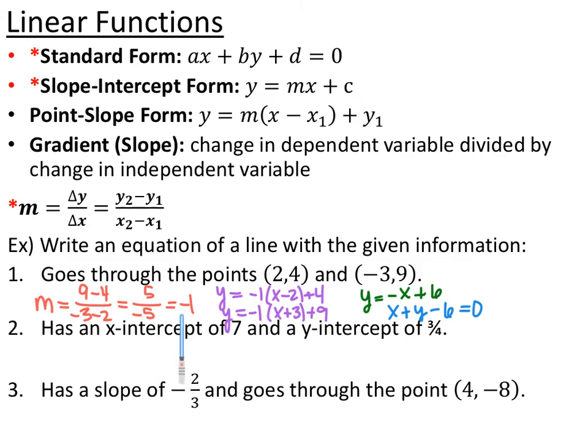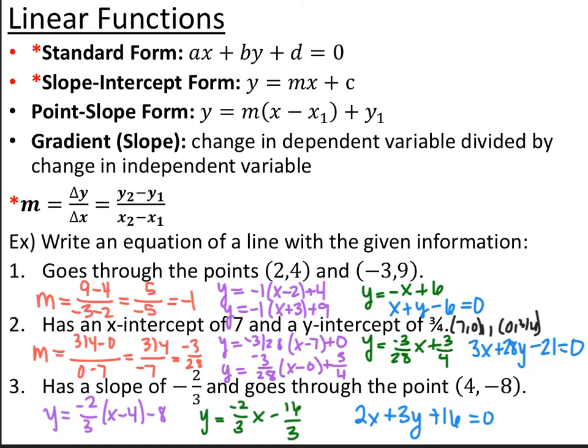It doesn't specify what form to write it in, so you can write it in any form. If you left it in point slope form, it would be either y equals -1 times (x minus 2) plus 4, or y equals -1 times (x plus 3) plus 9. The -9 and the -4 could also be on the other side. If you simplified it into slope-intercept form, it'd be y equals -x plus 6. If you wrote it in standard form, it'd be x plus y minus 6 equals 0. Make sure you can go between all 3 of these. If you haven't already done so, go ahead and pause the video and do B and C, or 2 and 3.